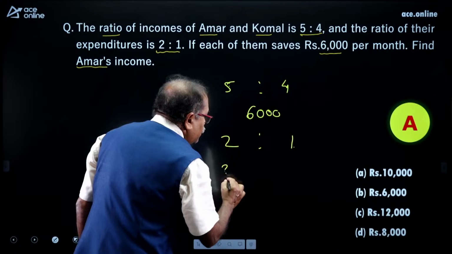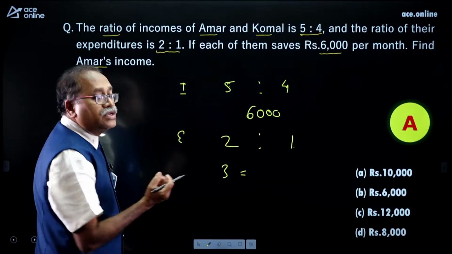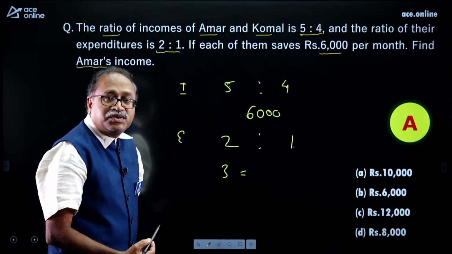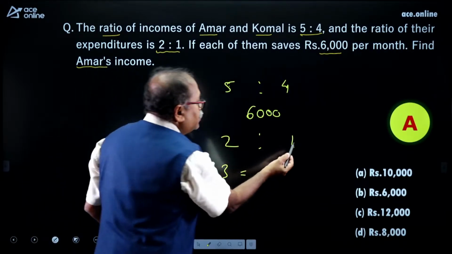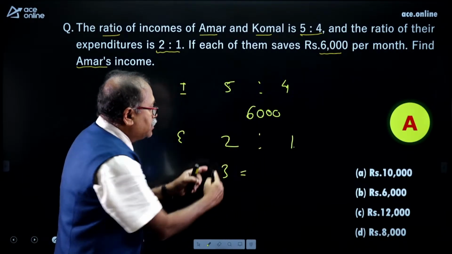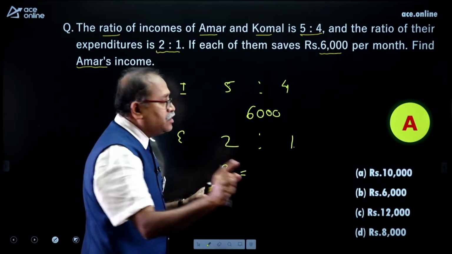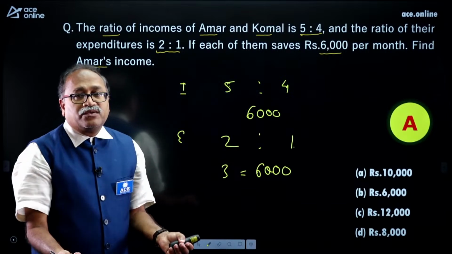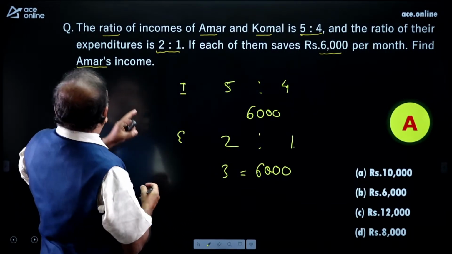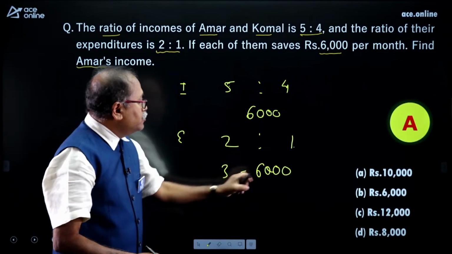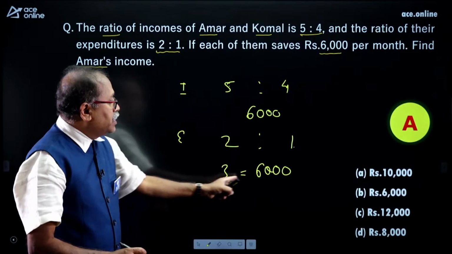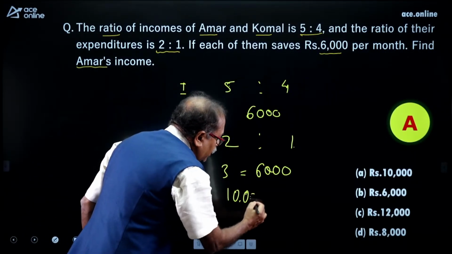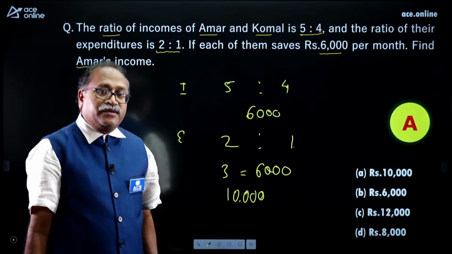So 3 parts is equal to what the next point gives. That is 2 into 6,000, that's 12,000, minus 1 into 6,000. The difference between these two is 1, so 1 into 6 is 6,000. That's how it's concluded. Now, what is the question I need to find out? Amar's income. I know 3 parts is 6,000, so 1 part will be 2,000, and 5 parts will be 10,000. That's your answer, and rightly said, my dear young friends.